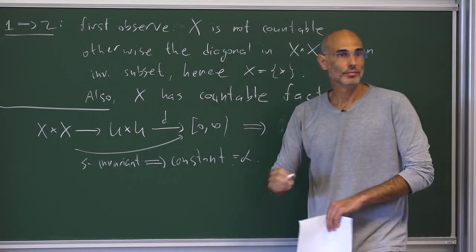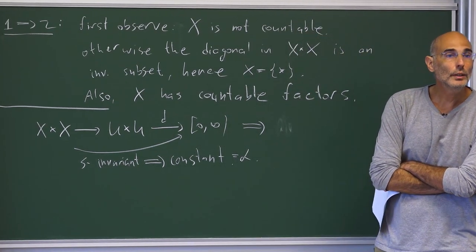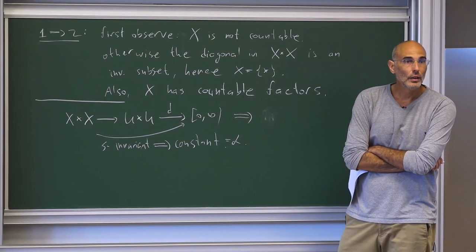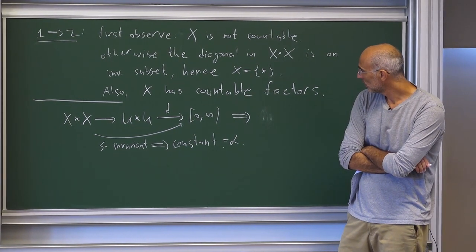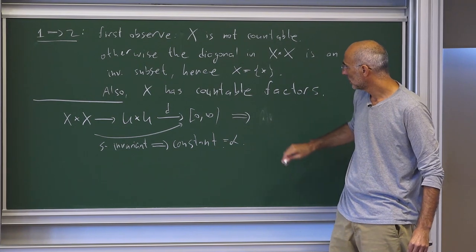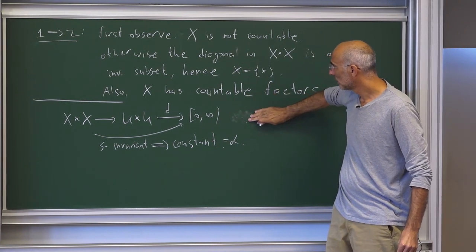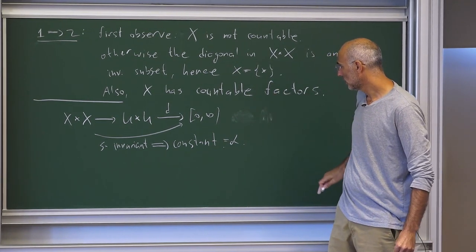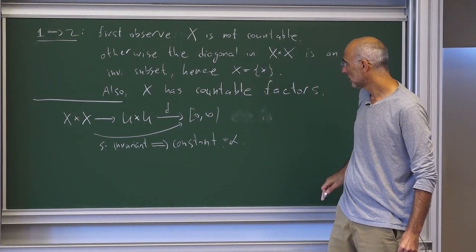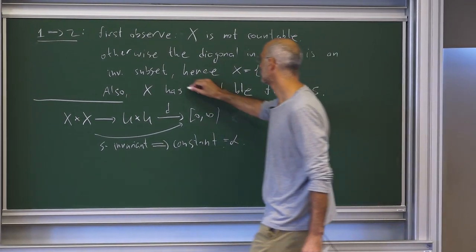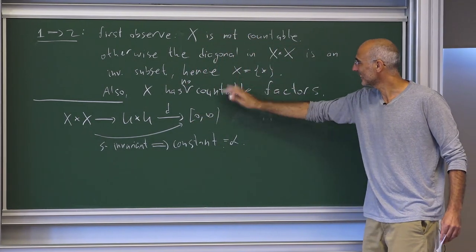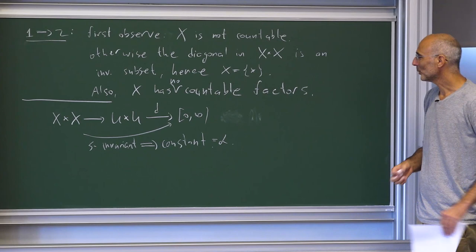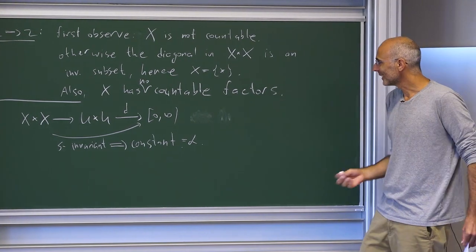You mean X has no countable factors? Sorry, maybe the sentence you missed just before the line. Yes. So missing one, maybe. Also, X has no countable factors. Thank you. I was here, I didn't understand. Yeah. Thank you. This will come useful in a second.